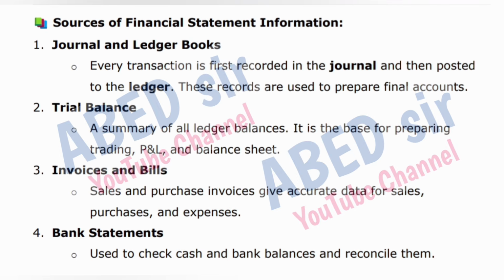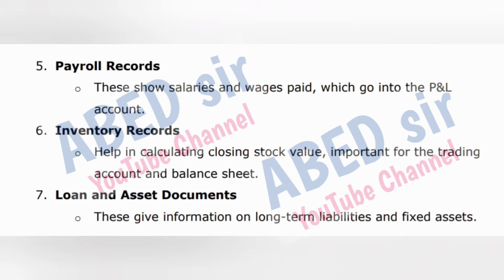3. Invoices and bills. Sales and purchase invoices give accurate data for sales, purchases, and expenses. 4. Bank statements. Used to check cash and bank balances and reconcile them. 5. Payroll records. These show salaries and wages paid, which go into the P&L account. 6. Inventory records. Help in calculating closing stock value, important for the trading account and balance sheet. 7. Loan and asset documents. These give information on long-term liabilities and fixed assets.